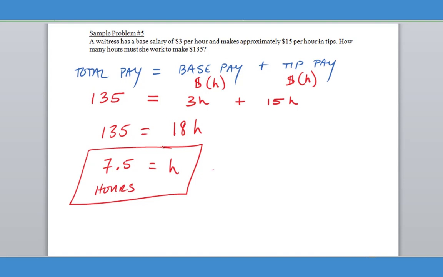And that is pretty realistic. Since the last time I waited tables, that was roughly what people made. So if you're good at it, you might make more per hour in tips. If you work at a different restaurant, you might make more per hour. But that's a pretty realistic scenario. So that is the way we would apply solving equations to a word problem.